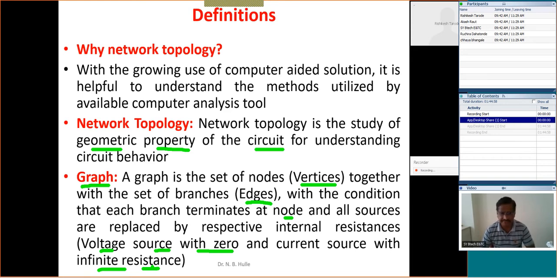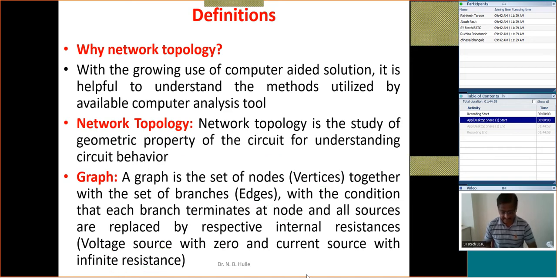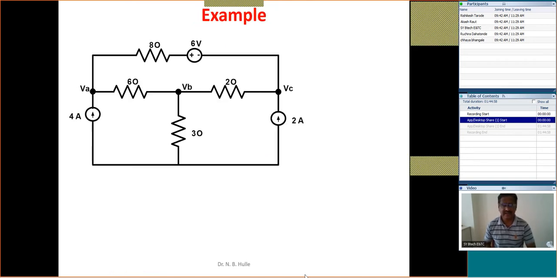While drawing the graph, while drawing its geometric property, the set of nodes, generally known as vertices, together with the set of branches, generally known as the edges, with the condition that each branch terminates at a node. How is this? That I will discuss here.